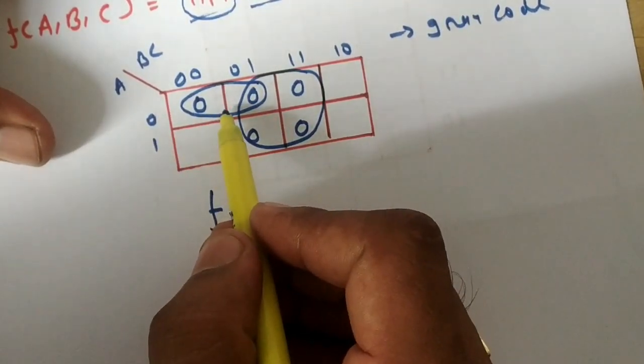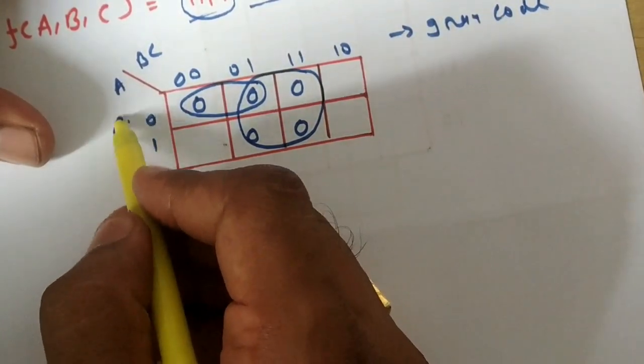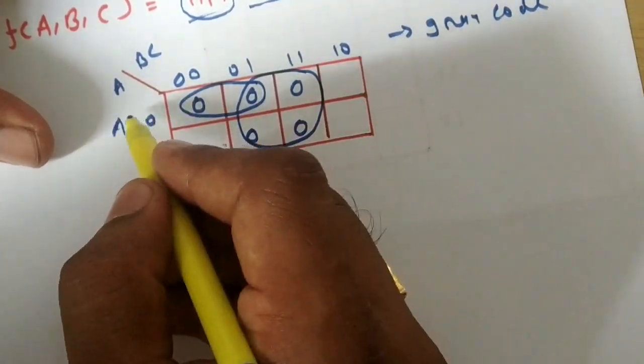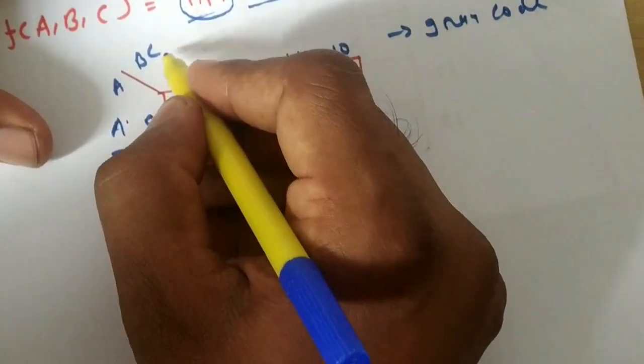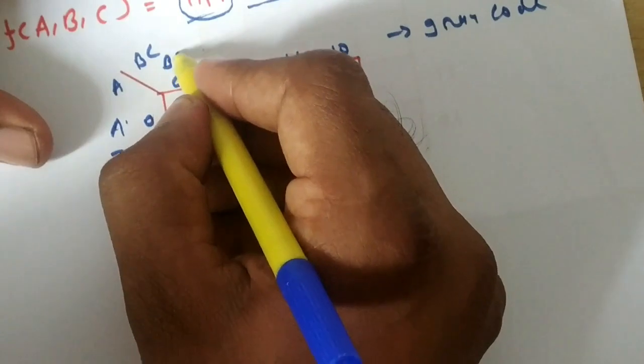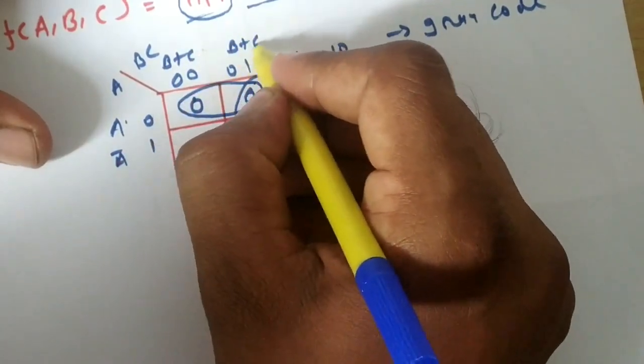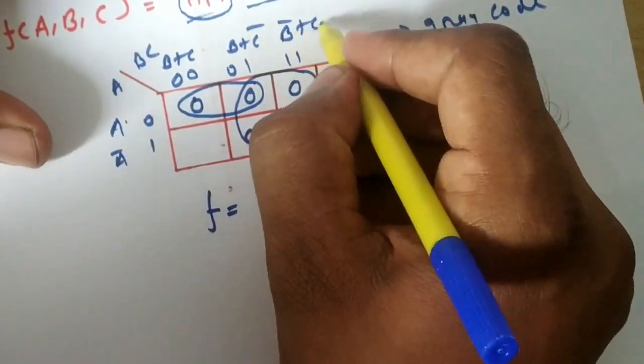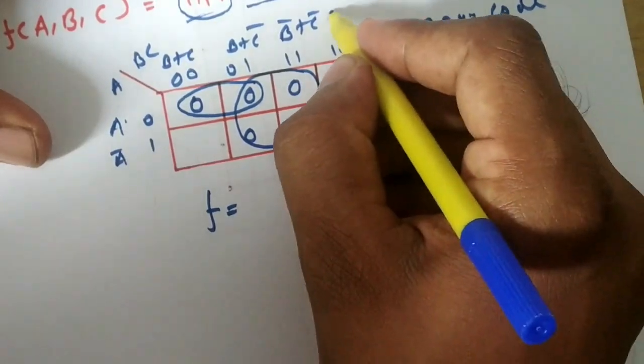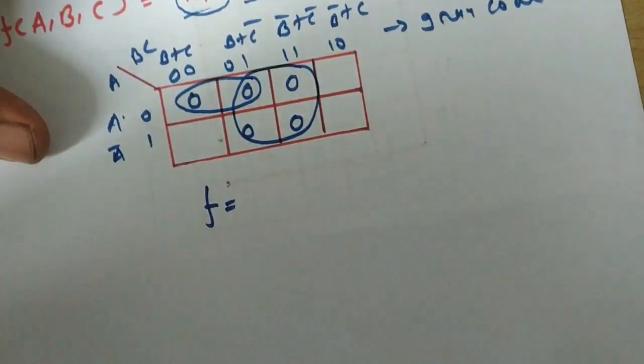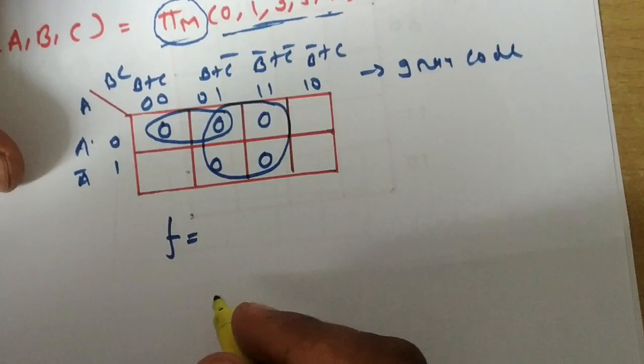This group is associated with this, and 0 here, that is, let me write for convenience, this is A, this is A bar. See, this is not B bar C bar, it is B plus C, this is B plus C bar, this is B bar plus C bar, and this is B bar plus C. If you write this, it will be easy for you for writing the equations.